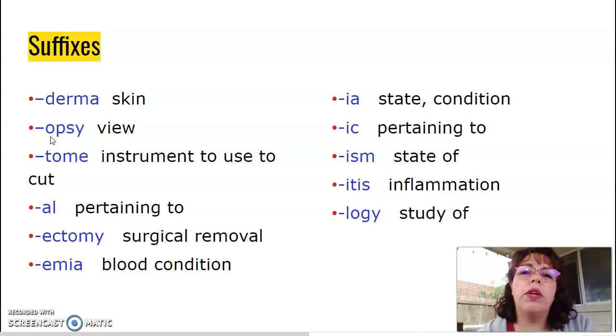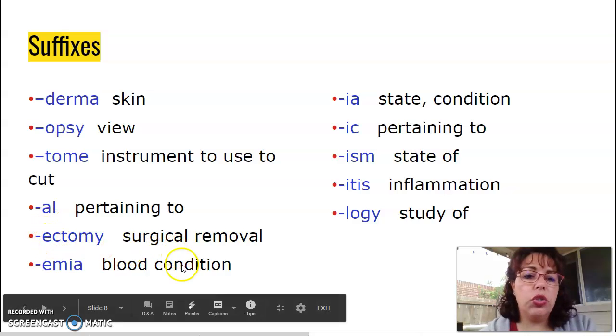And think about that word. It's not the number two, view. It's to view life, right? That's what a biopsy is. Tome, instrument used to cut. Dermatome would be an example, all pertaining to dermal. Ectomy, surgical removal.